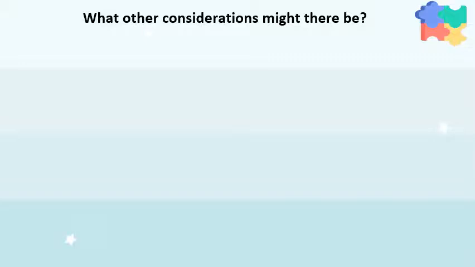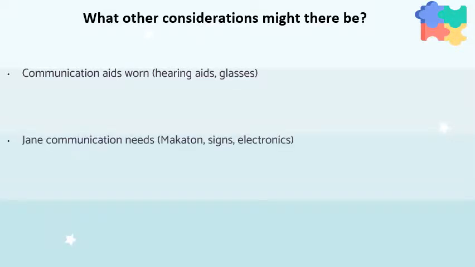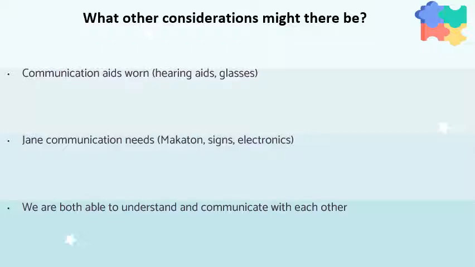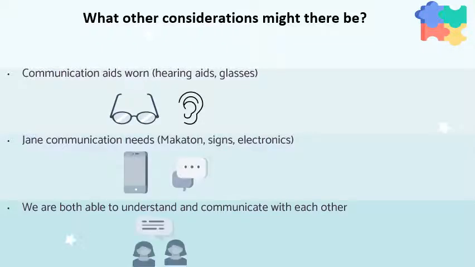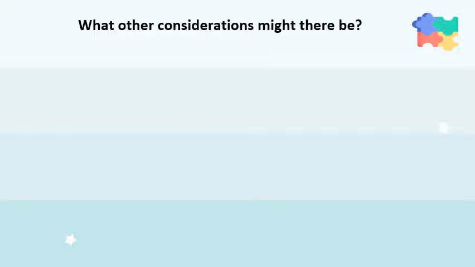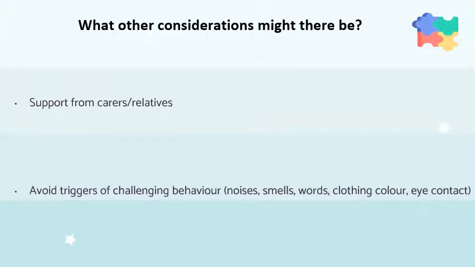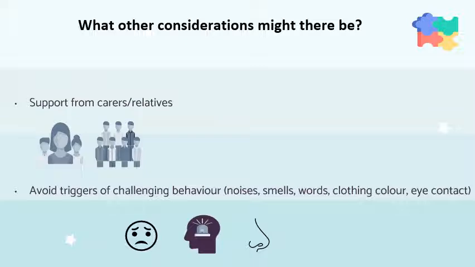It's also very important that we are aware whether Jane is wearing any communication aids like hearing aids or glasses, and if she has any special needs like sign language, Makaton, or any electronics that she needs to communicate. It's really vital that we understand and communicate with each other, and that we know if she has any support from carers or relatives, and avoid any triggers that can cause challenging behaviors, such as noises, smells, words, clothing colors, or even eye contact.